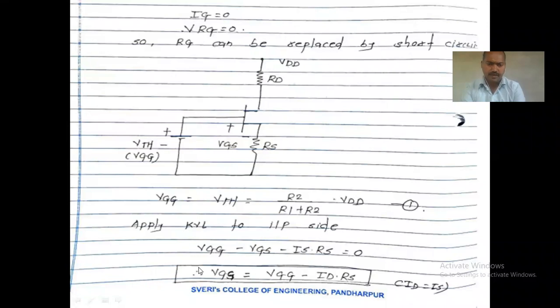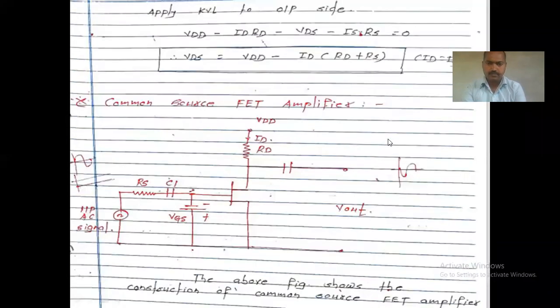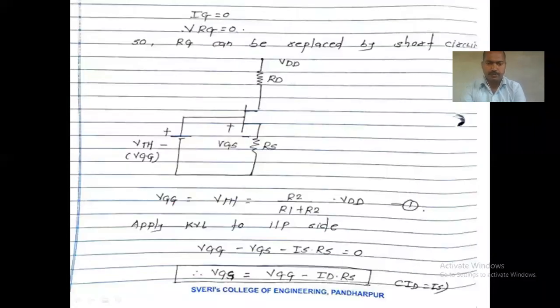If we write this equation with respect to VGS, then VGS equals VGG minus ID into RS. This is the equation with respect to your VGS. Okay. Now, this is the thing with respect to the input side.